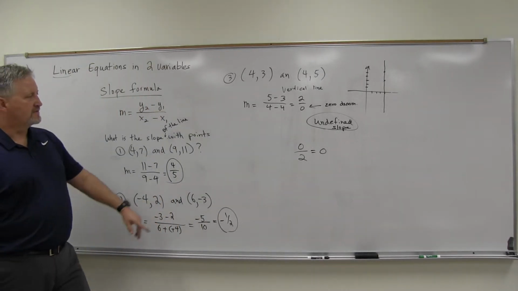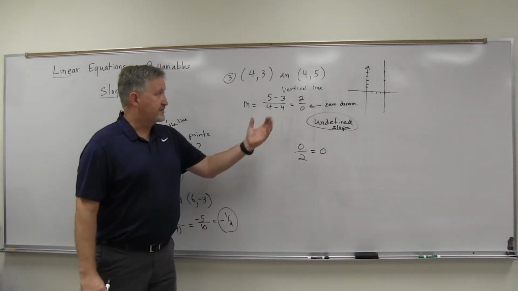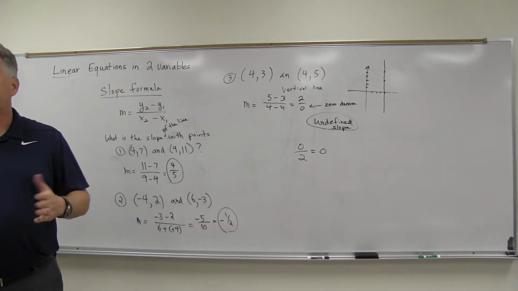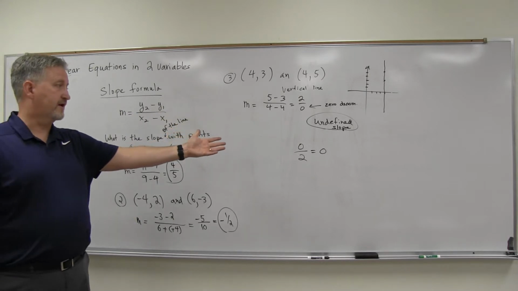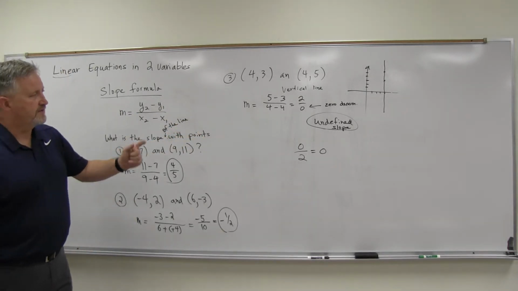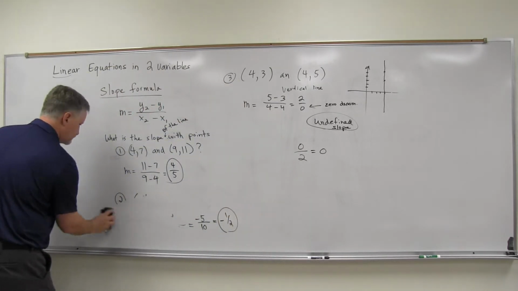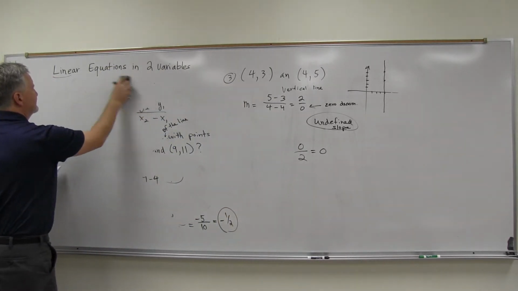All right. And now with 0 over 2, that's just 0 slope. Which kind of lines have 0 slope? Horizontal lines. So that'd be a horizontal line if that came up. But yeah, all right. Well, let's see.